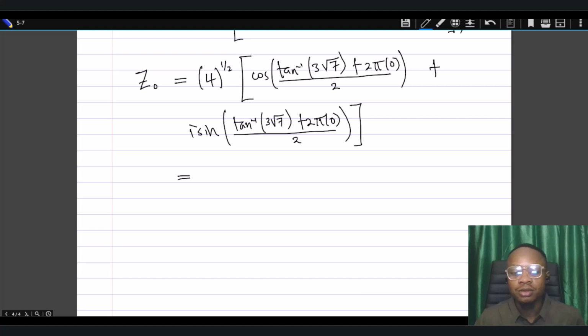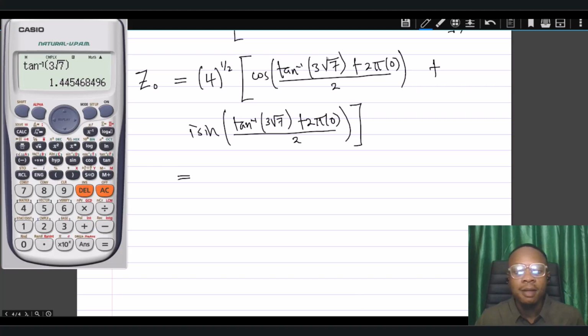So what do we have here? We have this here. This is tan inverse of 3 root 7. This portion is 0. So let's see what that gives us. Let's just write everything in directly.